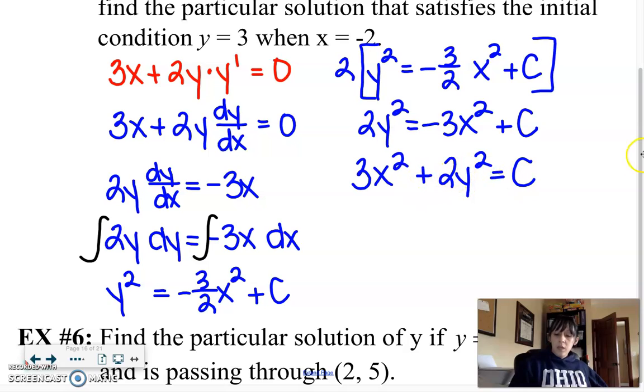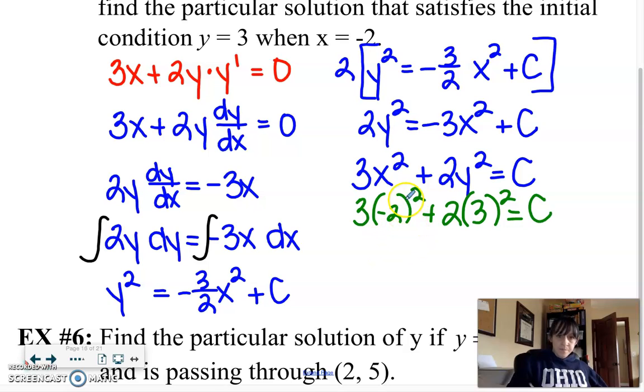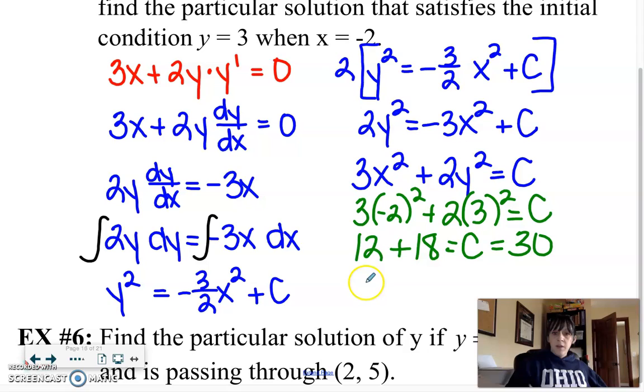So I'm going to use this equation here, and I'm going to plug in 3 for y and negative 2 for x to find the value of c. And then this would be what? 4 times 3, so 12. 9 times 2 would be 18. So it's looking like c is 30. So then my final answer for the particular solution would be 3x squared plus 2y squared equals 30.